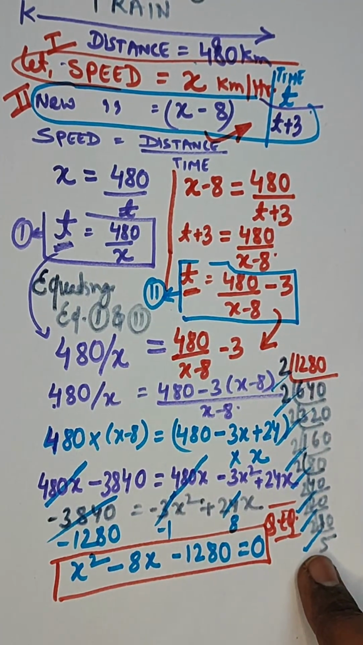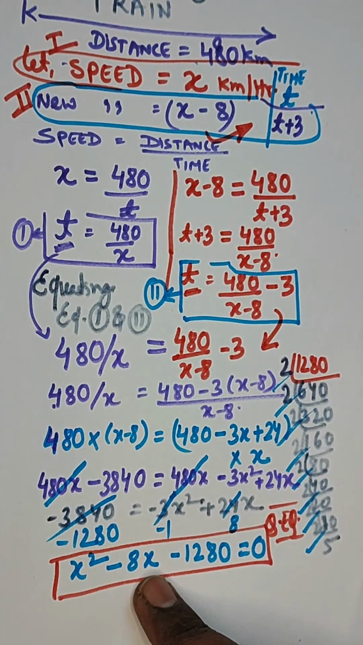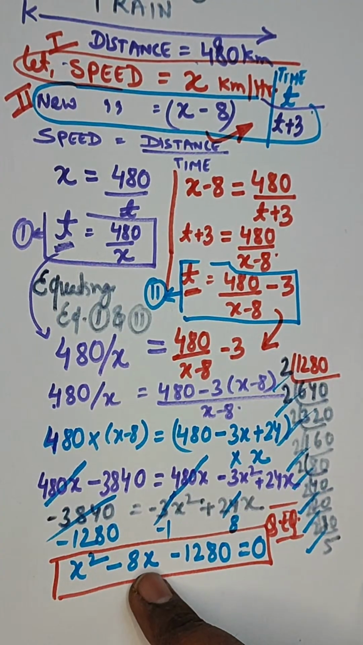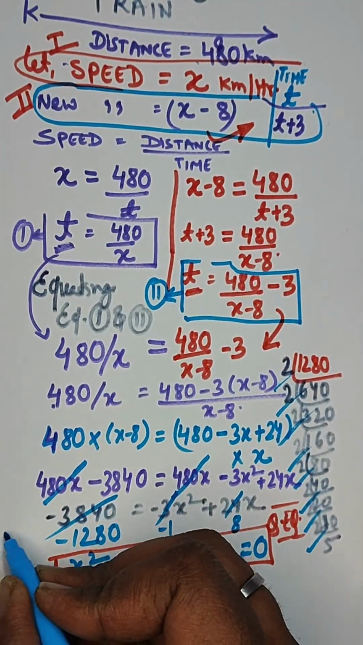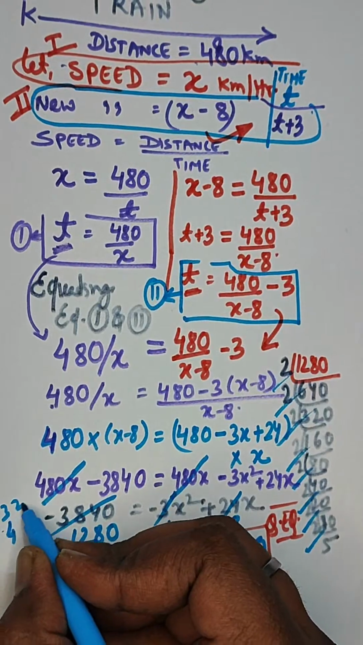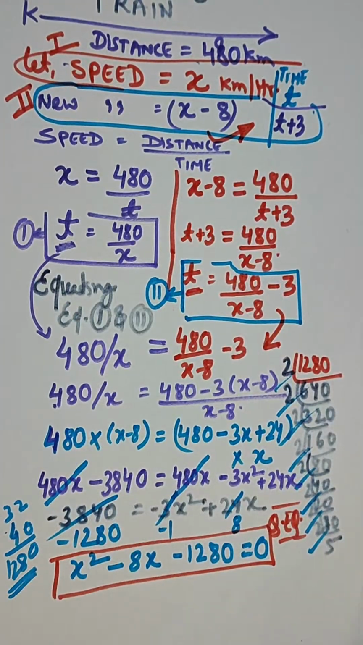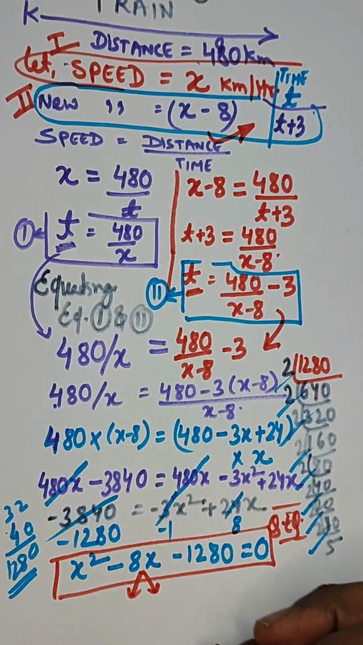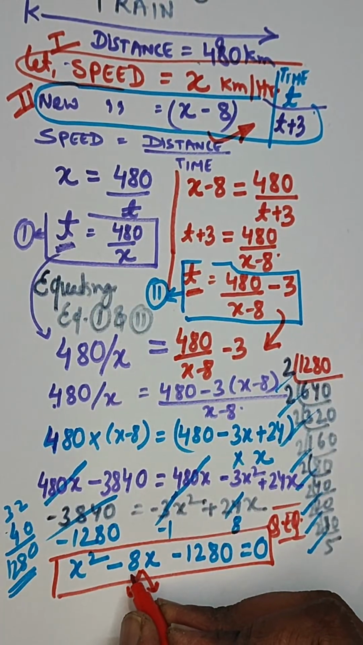Now, I know this can be split very easily. Why? Because the middle term should be coming as 8, right? And when you split it into 40 and 32, 40 and 32 will be giving you the same product. 32 into 40 is 1280, right? So we can split this middle term into two parts. One is 40. The sign of 40 should be negative because minus 8 is there, right?